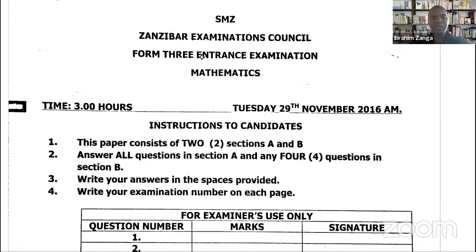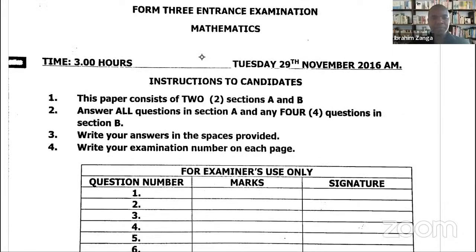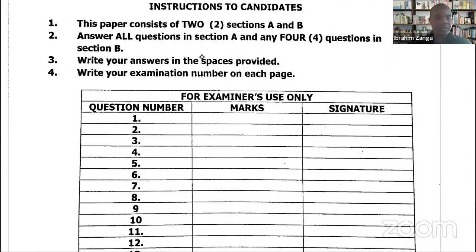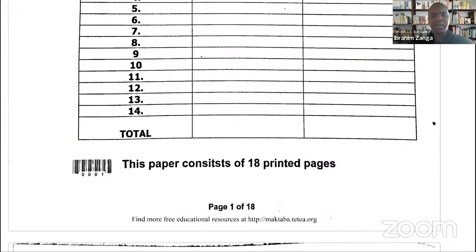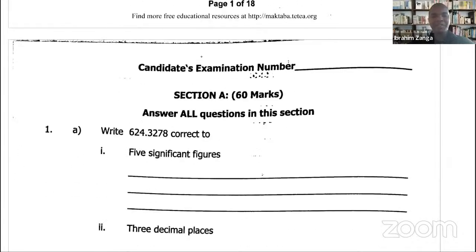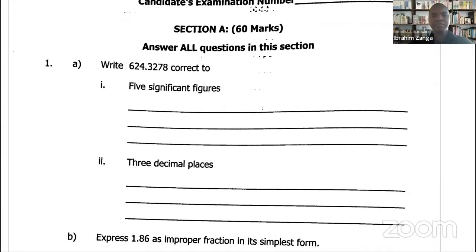And by that time, students were supposed to answer questions from two sections, section A and B. So they were supposed to answer all questions in section A and any 4 questions in section B. Students were supposed to write their answers in the space provided, and they were also supposed to write the examination number on each page. So without wasting time, we are going to start solving the questions.